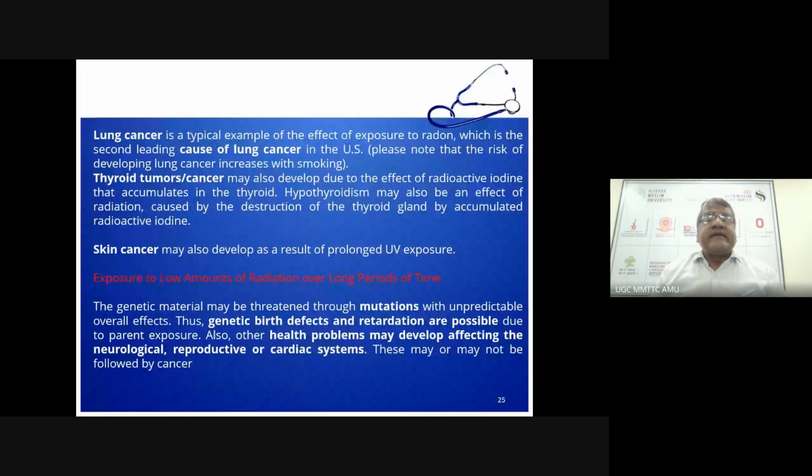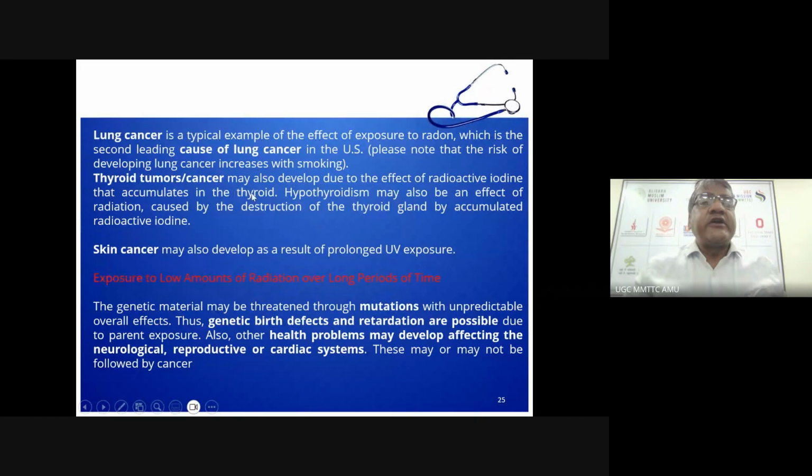Now, lung cancer is a typical example of the effect of exposure to radon, which is the second leading cause of lung cancer in America. This risk of lung cancer also increases with smoking.